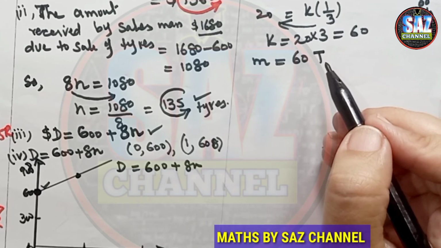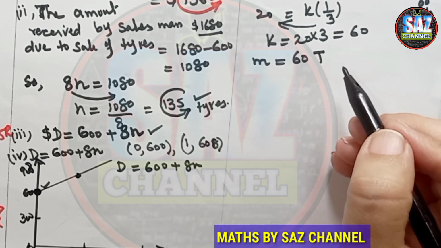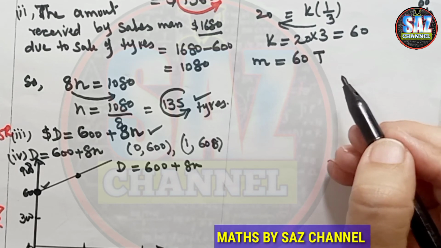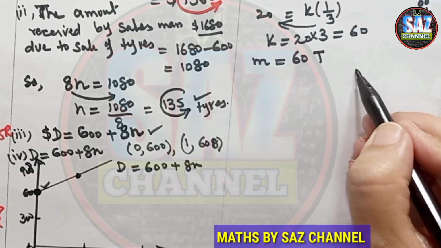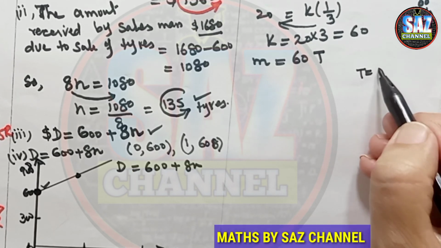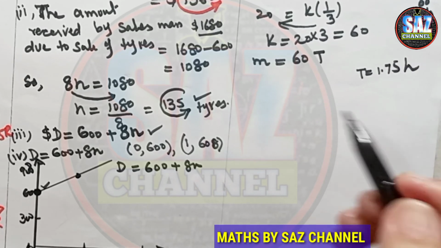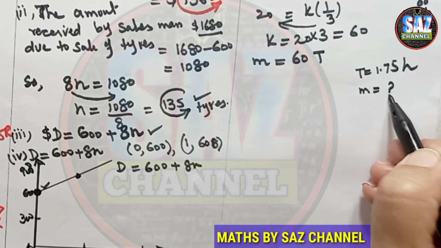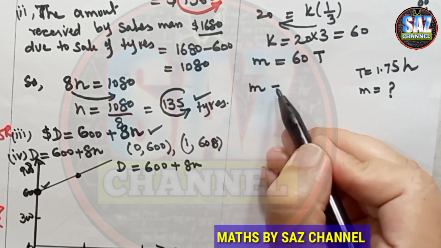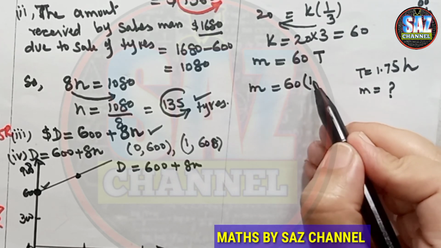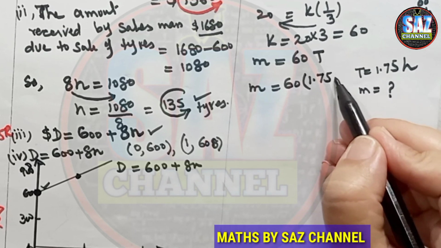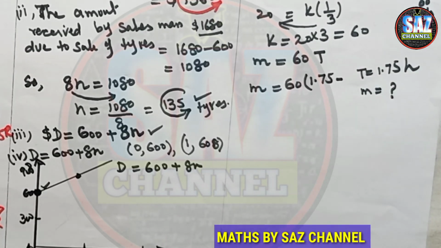Let's move to the next part of the question. Find the mass of ice manufactured when the machine is run for 1.75 hours. Now we have to find the mass of ice produced. So m will be equal to 60 into 1.75 minus 1 by 6.